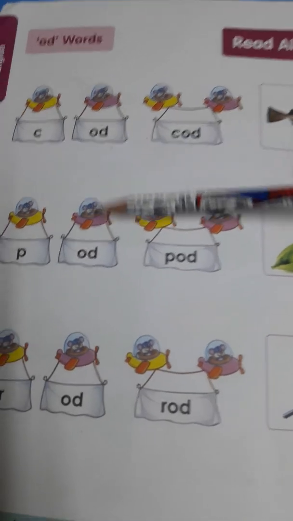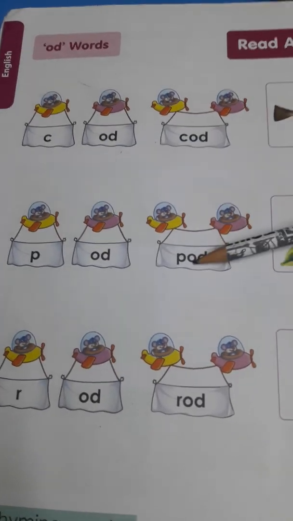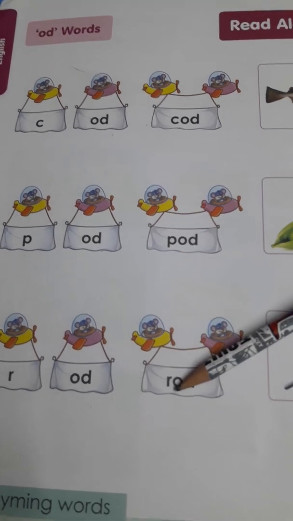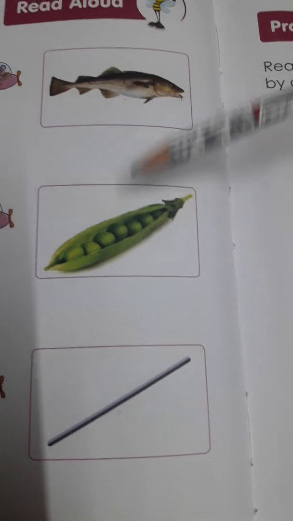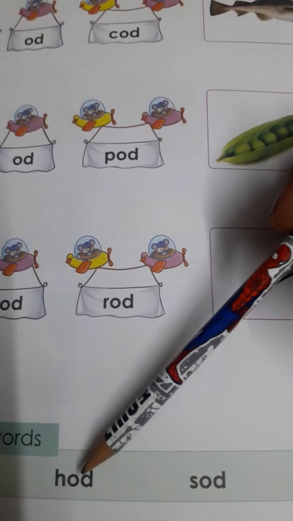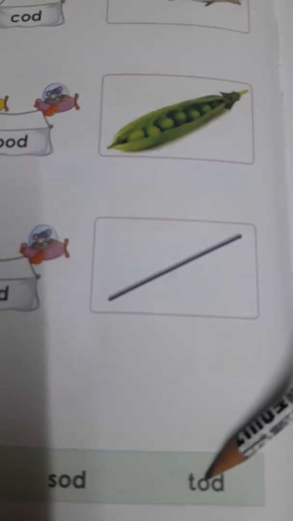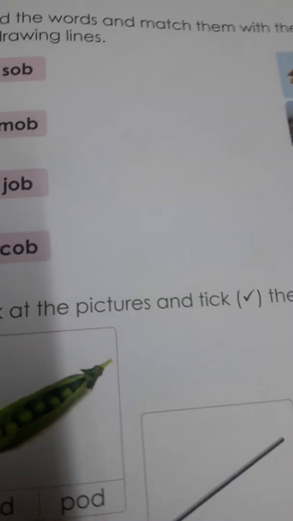And see, these are odd words. O-D, odd. K-odd, cord. P-odd, pod. R-odd, rod. This is cord, pod, rod. God, hod, sod, tod. These are the rhyming words. और ये देखिए, ये वाला एक्टिविटी वी हैव डन.